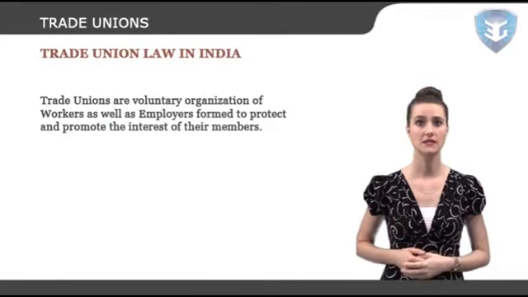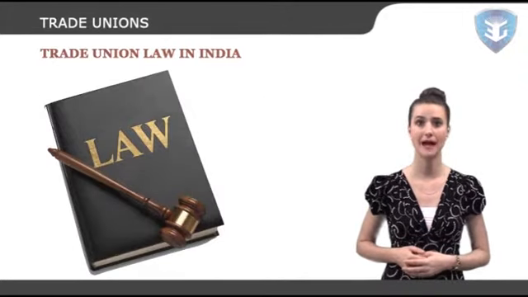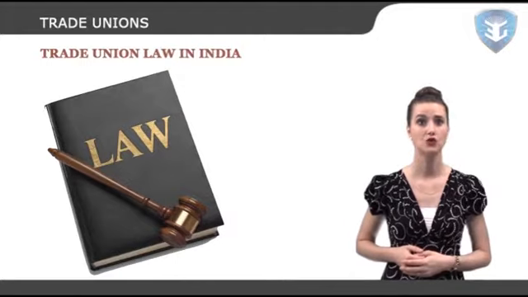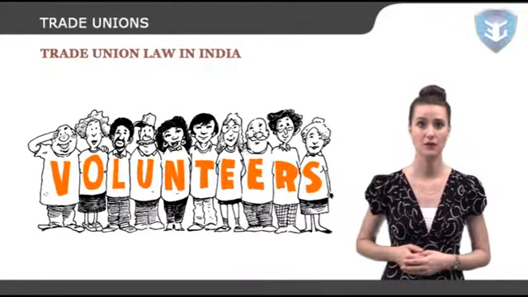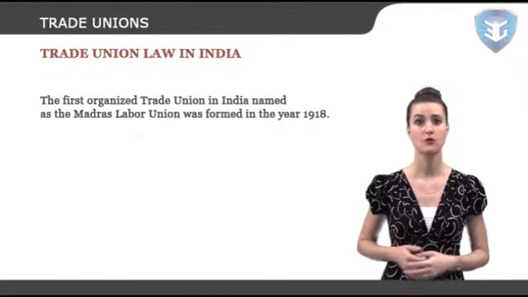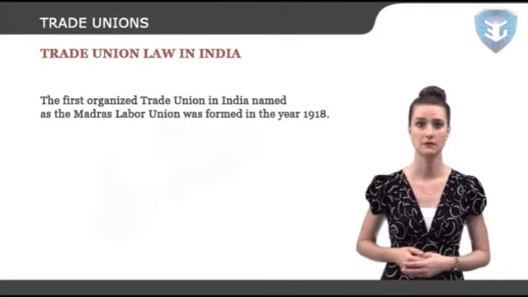Trade unions are a voluntary organization of workers as well as employers formed to protect and promote the interest of their members. They are the most suitable organizations for balancing and improving the relations between the employer and the employees. Trade unions have made headway due to rapid industrial development. The workers come together to maintain and improve their bargaining power on wages and working conditions. The first organized trade union in India, named the Madras Labour Union, was formed in the year 1918.